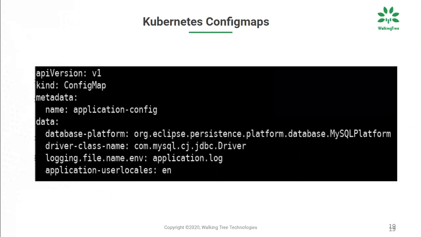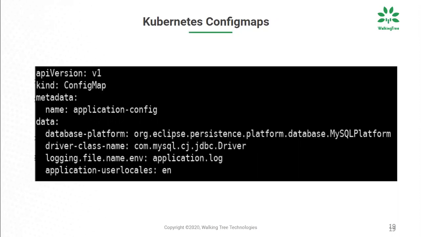The kind is config map, and it is named application config. In it you see four data values: the database platform, the driver class name, the logging file name, and the application user locale. These values will then be referred to by a deployment file.